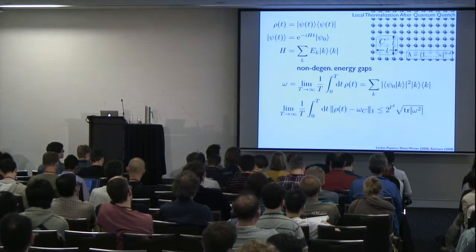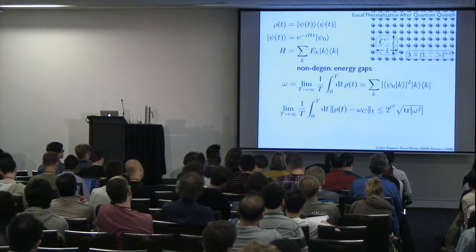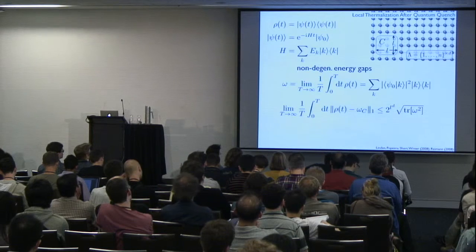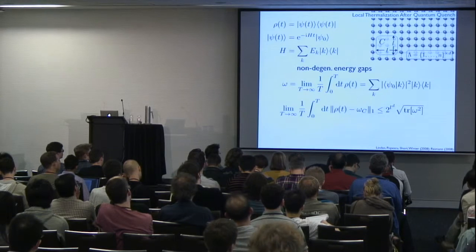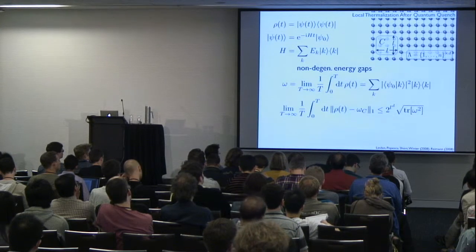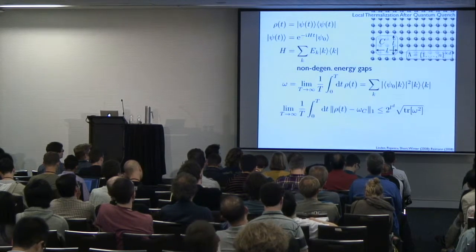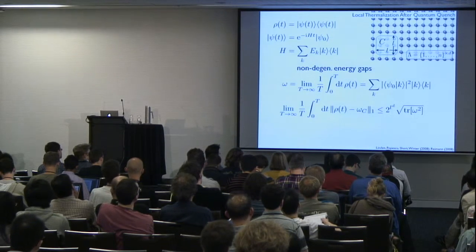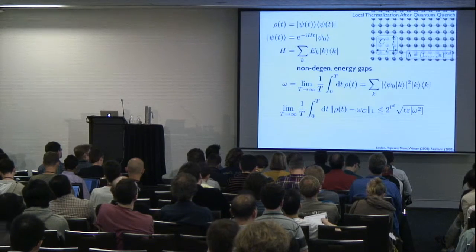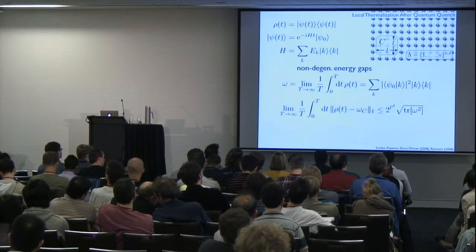And then what was shown in 2008 is that if you look at the long time limit, and if the long time limit of this exists, then it has to be equal to this equilibrium state, which, if you assume this non-degenerate energy gaps technical assumption, is this ensemble. So it's diagonal in the energy basis, and the coefficients are given by the overlap of the initial state with the energy eigenstates.